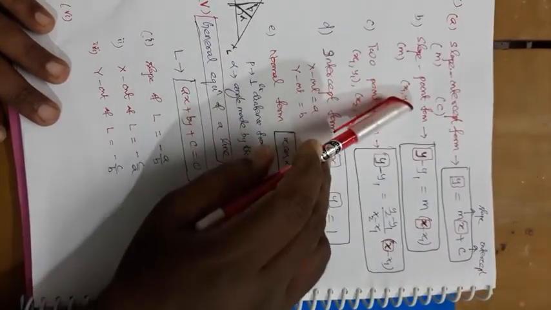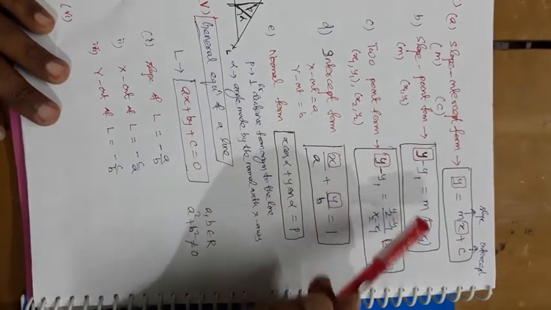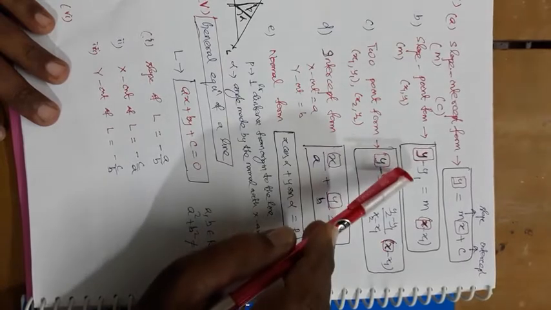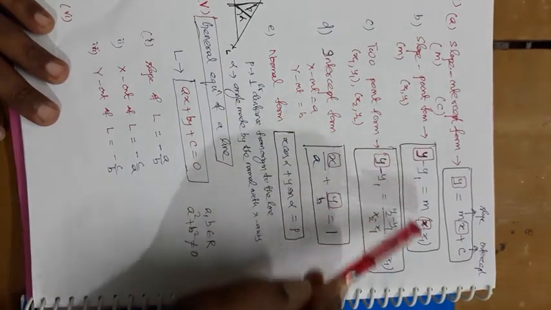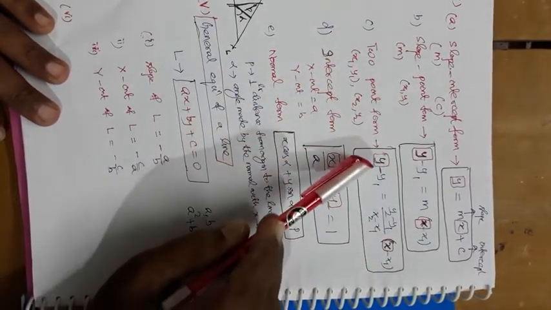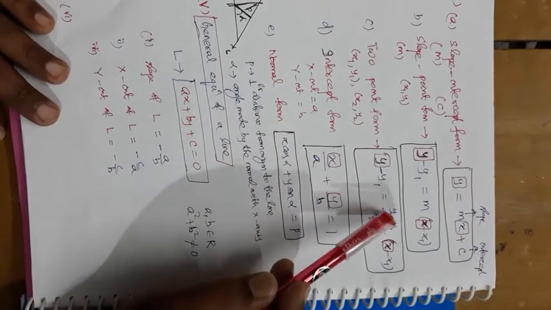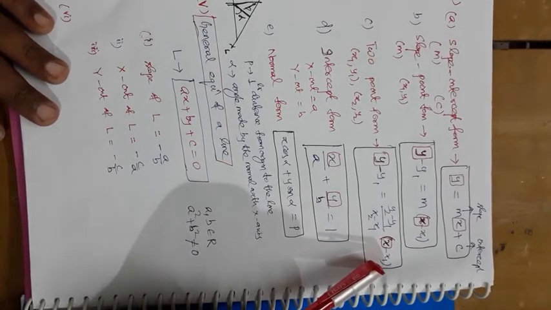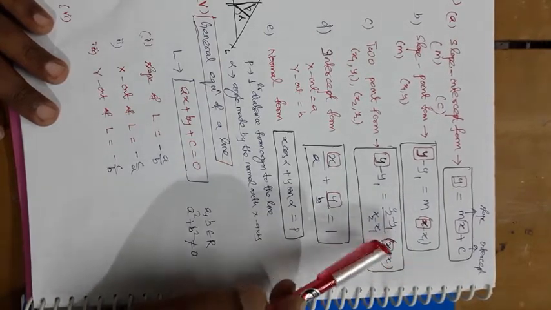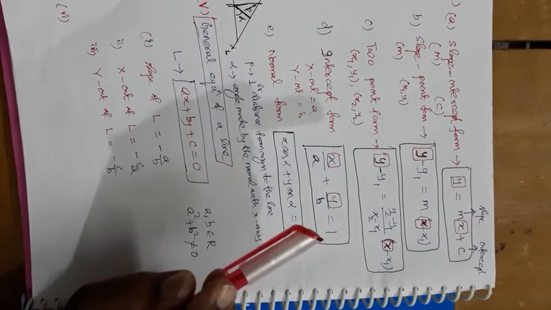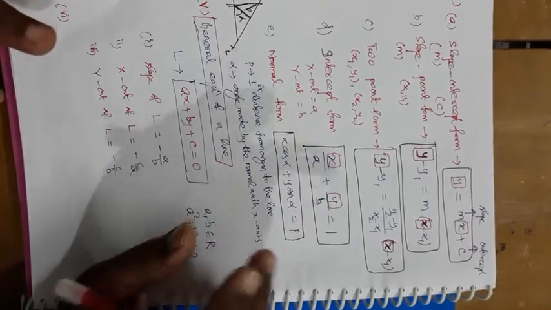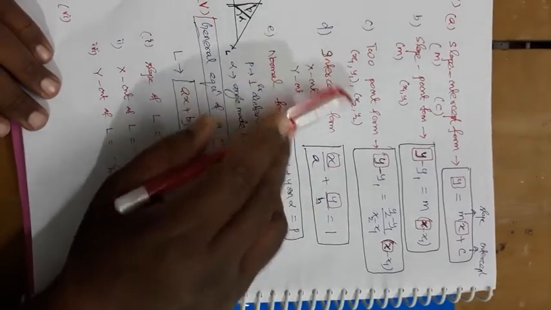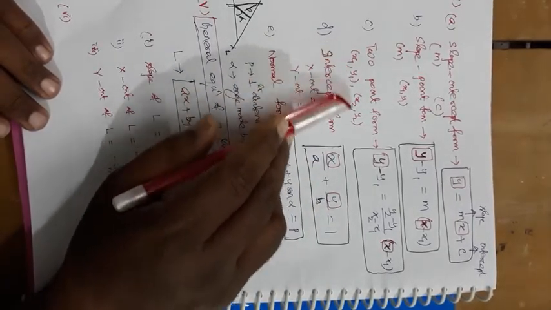What is slope point form? y minus y1 is equal to m into (x minus x1). Slope means m, point means (x1, y1). So m is there, and (x1, y1) is there. Two-point form: y minus y1 is equal to (y2 minus y1) by (x2 minus x1) into (x minus x1). Look here, x and y are already in the equation, so x and y must be there in a straight line. Now two points means we have to use (x1, y1) and (x2, y2).